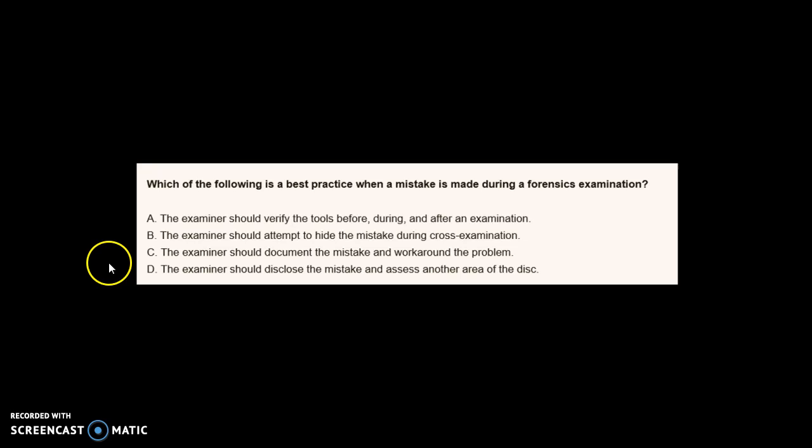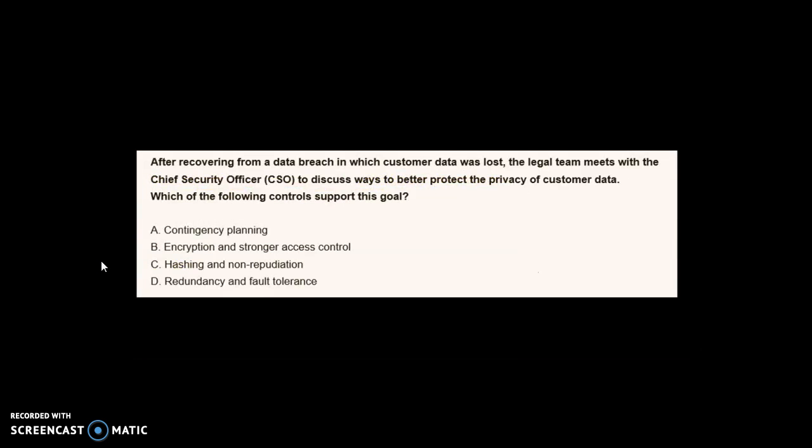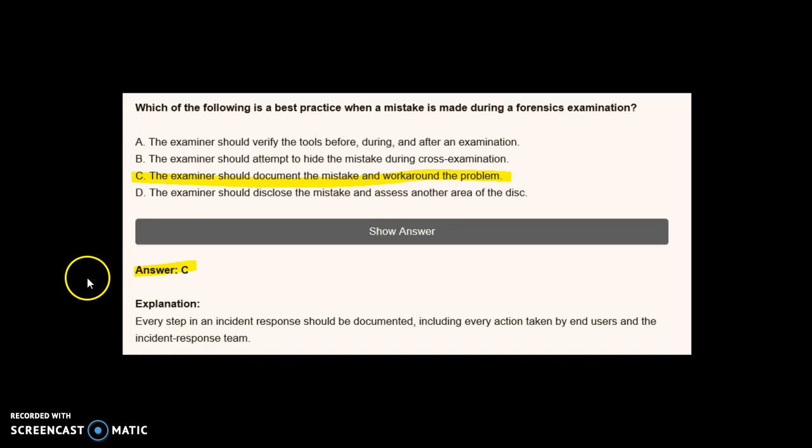Which of the following is the best practice when a mistake is made during a forensic examination? Answer is C. The examiner should document the mistake and work around the problem. Every step in incident response should be documented, including every action taken by the end users and the incident response team.